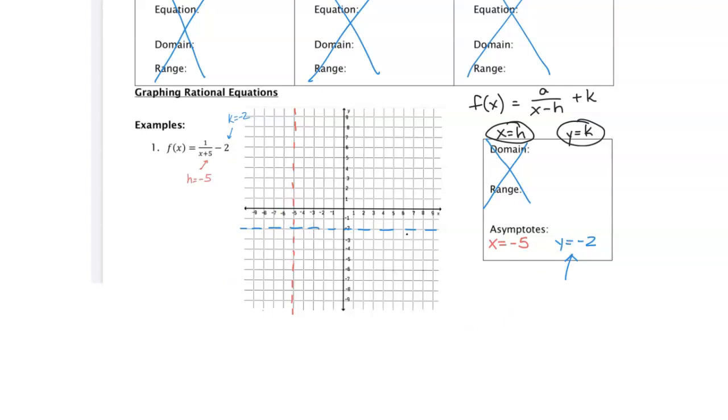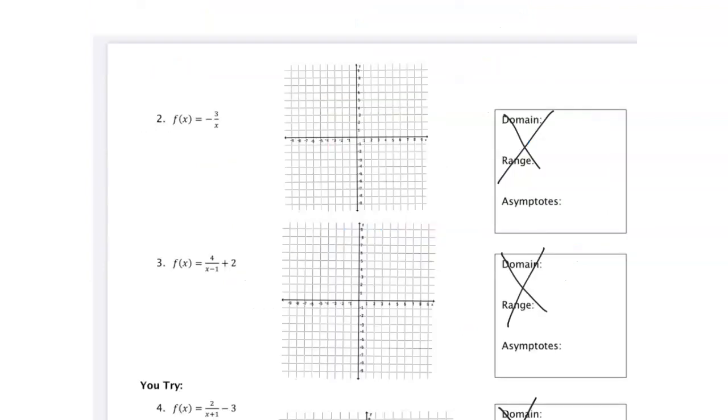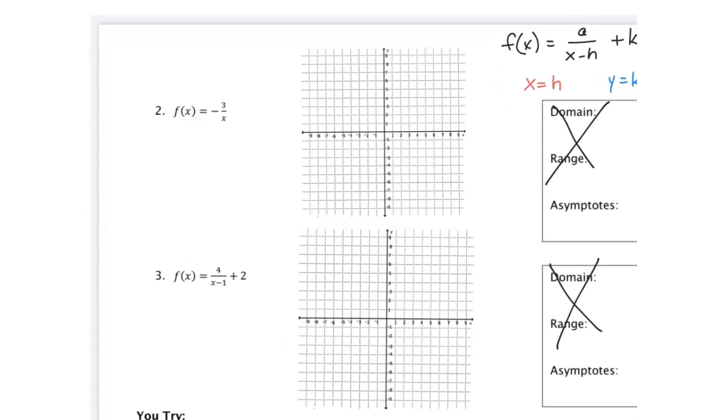When given an equation, can you identify both the h and the k, your asymptotes as equations, and then can you graph those asymptotes? All right, so let's continue with number 2, remembering that our general form is going to be f of x equals a over x minus h, plus k. Our asymptotes will be x equals our h value and y equals our k value.